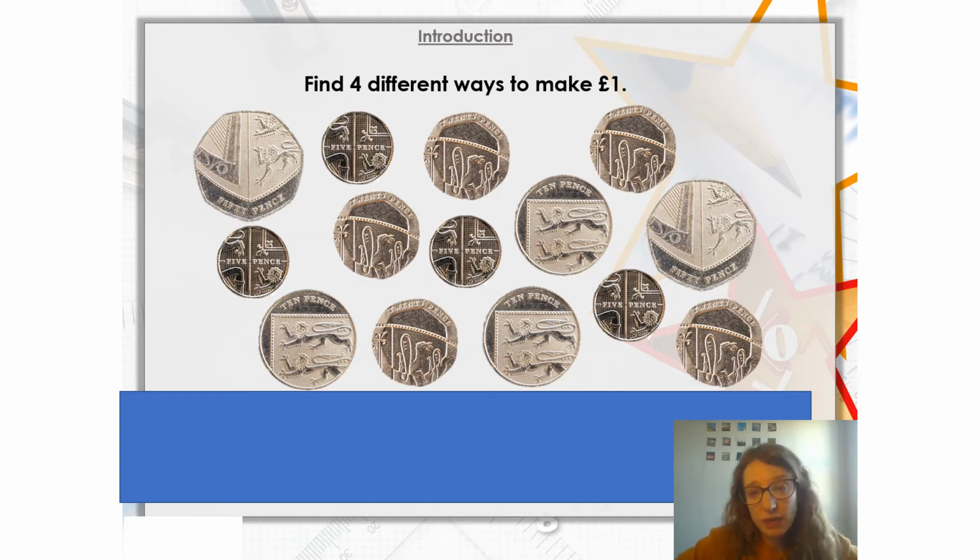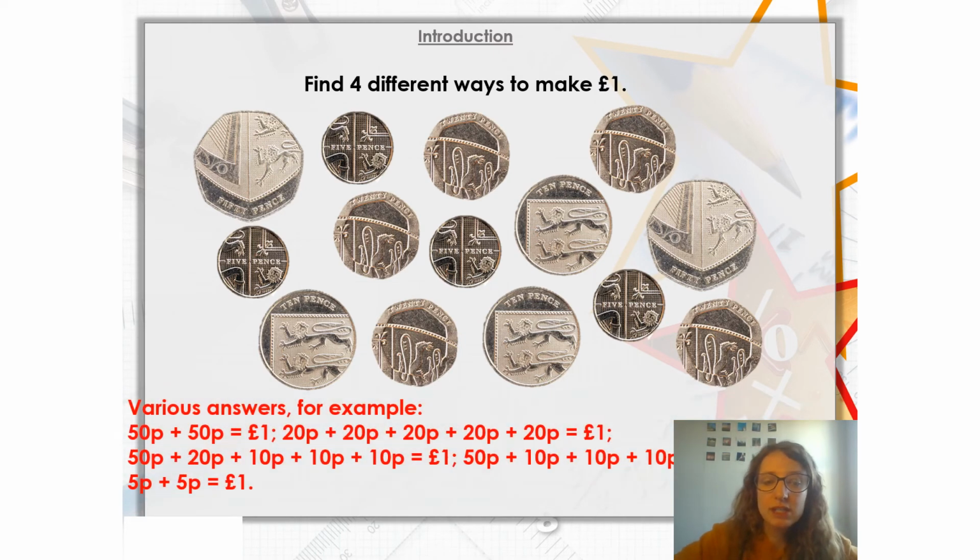Okay, so there's lots of different ways of doing it. I'm going to show you a few. Okay, so you could have 50p and 50p. You could have the 5 20p's, 1, 2, 3, 4, 5, because 5 times 20 is 100. You could have a 50, a 20, and 3 10s, making 100p. You could have 50 and then 3 10s, which gives us 50, 60, 70, 80, and then I might have 4 5p. Okay, there's lots of different ways of doing it, so well done if you found 4 different ways.